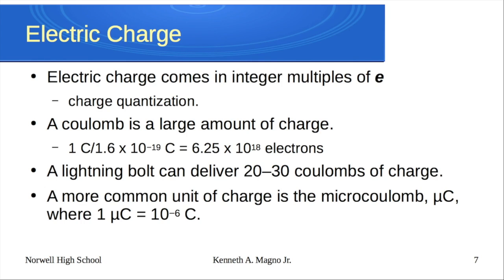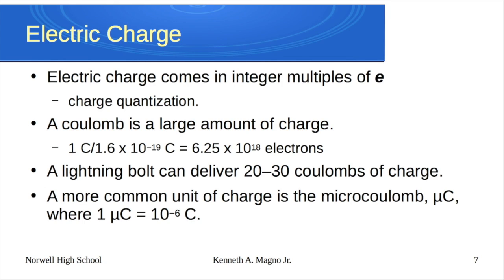So if I actually had a full coulomb of charge, because one electron is very small, 1.6 times 10 to the negative 19, it would take 6.25 times 10 to the 18 electrons to make up that 1 coulomb of charge. Now, to put that in perspective, for something really big, a lightning bolt carries somewhere between 20 to 30 coulombs of charge. So that'd be that number of electrons times 20 or 30.